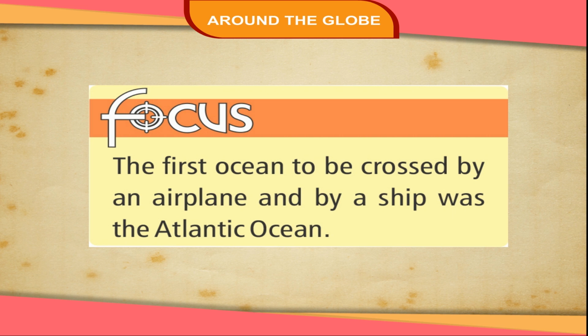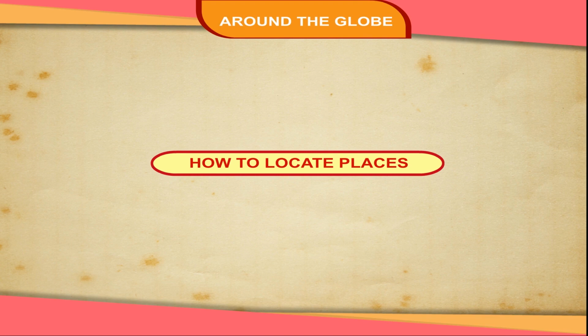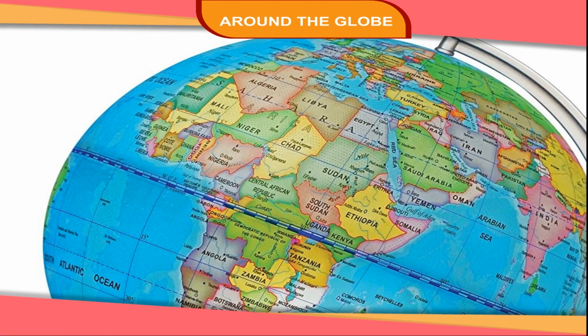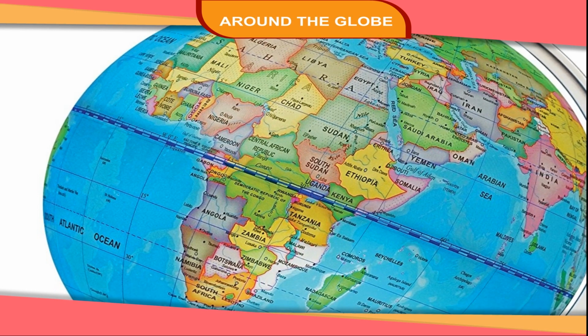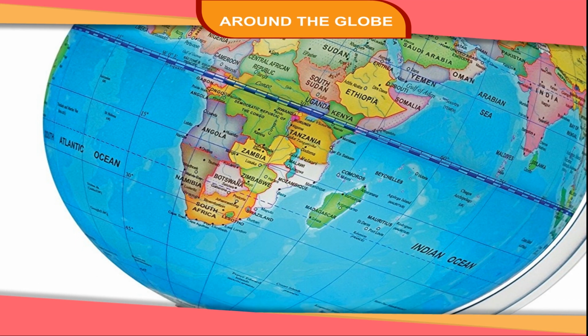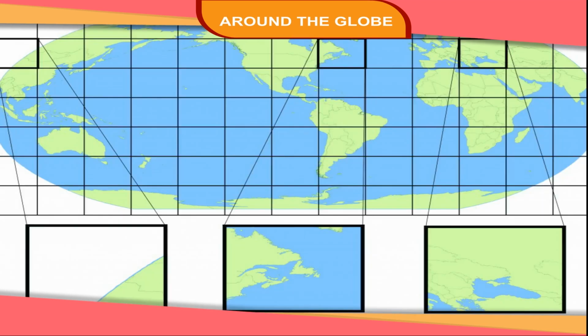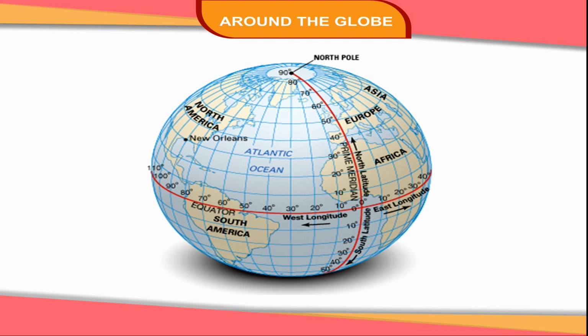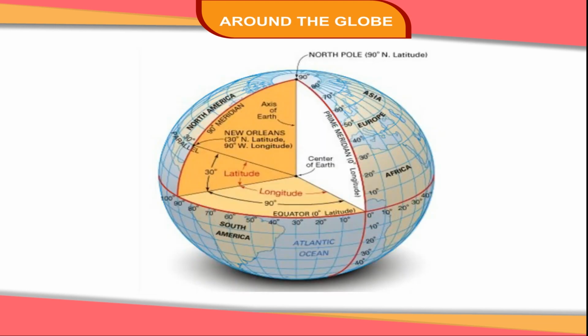Focus. The first ocean to be crossed by an airplane and by a ship was the Atlantic Ocean. How to locate places. The framework on the globe formed by the parallels and meridians is called a grid. This grid helps us to locate places on the globe. If we have to locate a place on the globe, we must know its parallel and meridian. Suppose a place lies at about 35 degrees north and 40 degrees east.